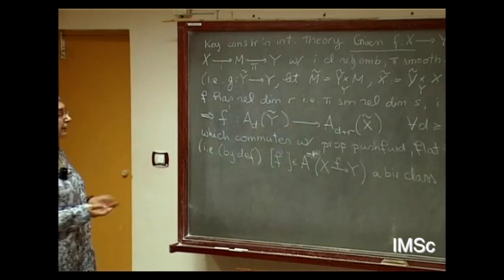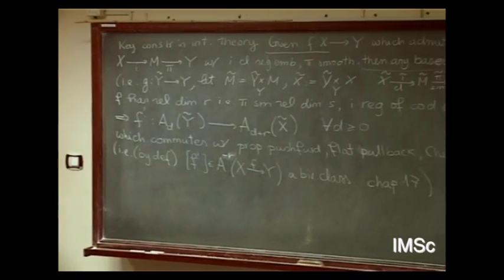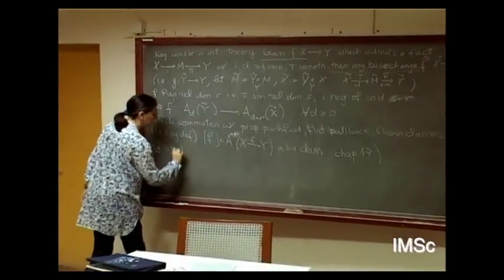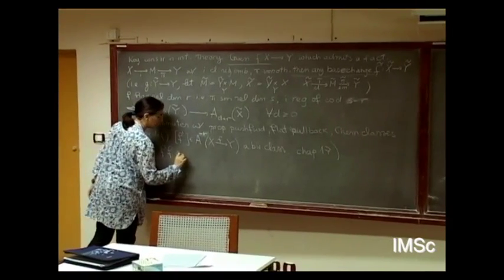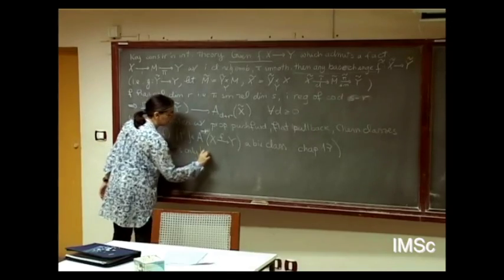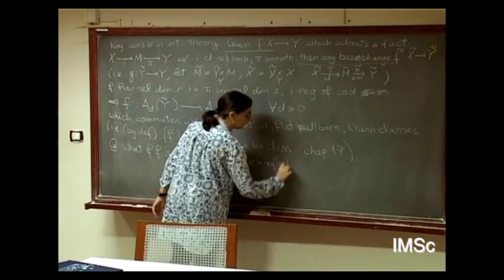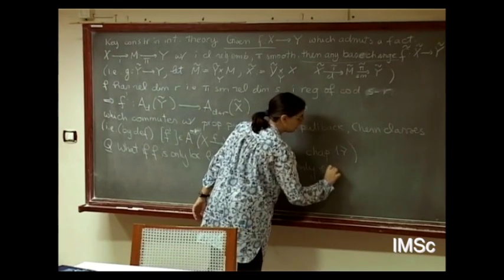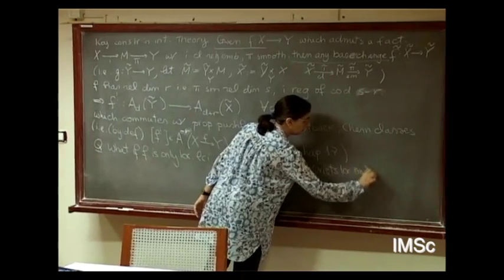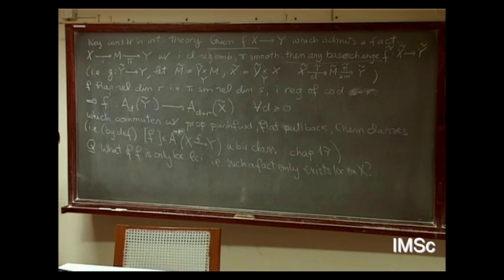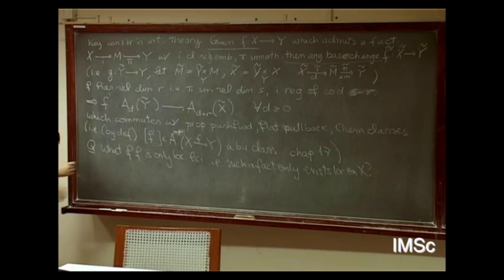Okay, so first of all, let me remind you that we had one question open, which was what if f is only locally LCI, i.e. such a factorization only exists locally on X. And this is something to which we will go back to at the end of this series of lectures. However, let me remind you how the f upper Schrieg was obtained.